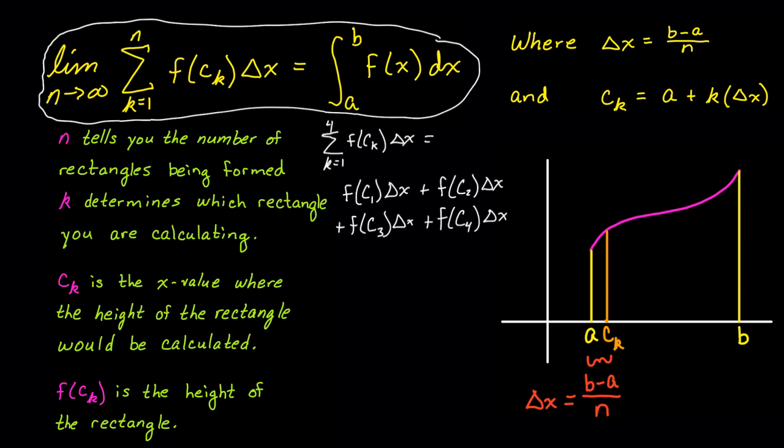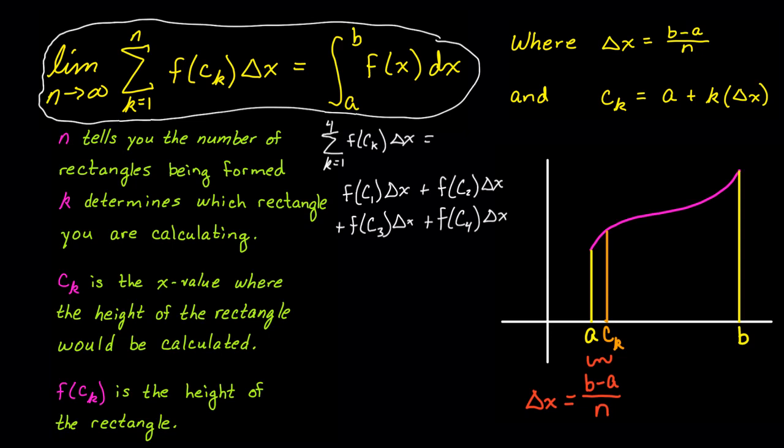Now, delta x is going to be the distance between a and c sub k. It's going to be this little change in x right here. Well, how do we find that length for each of our rectangles? We would find that by taking this value, b minus a, and then dividing that by the number of rectangles that we would have in here.